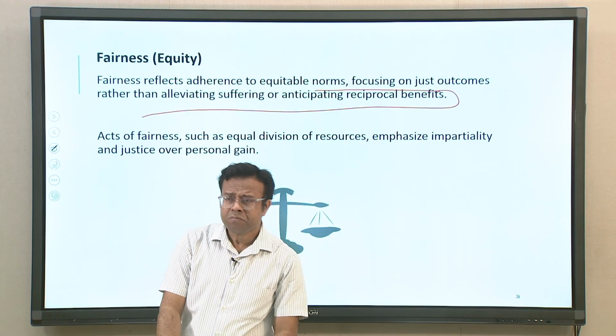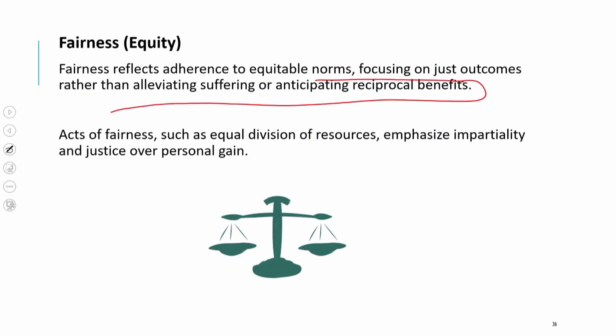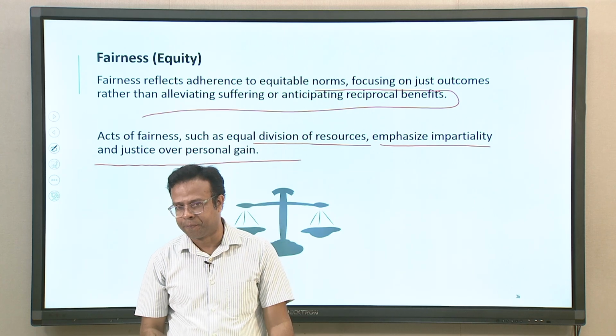So, acts of fairness such as equal or equitable division of resources emphasize impartiality and justice over personal gains. Whenever people are fair, that means they are not biased towards something, people are impartial and justice prevails. The focus is that justice is given to everybody, not just someone's personal gain. In that situation fairness prevails. That is a category of prosocial behavior.